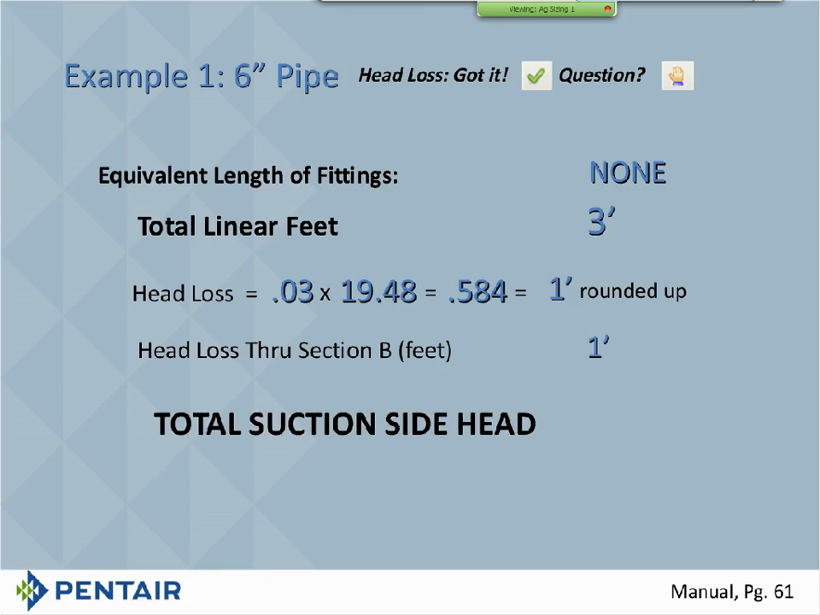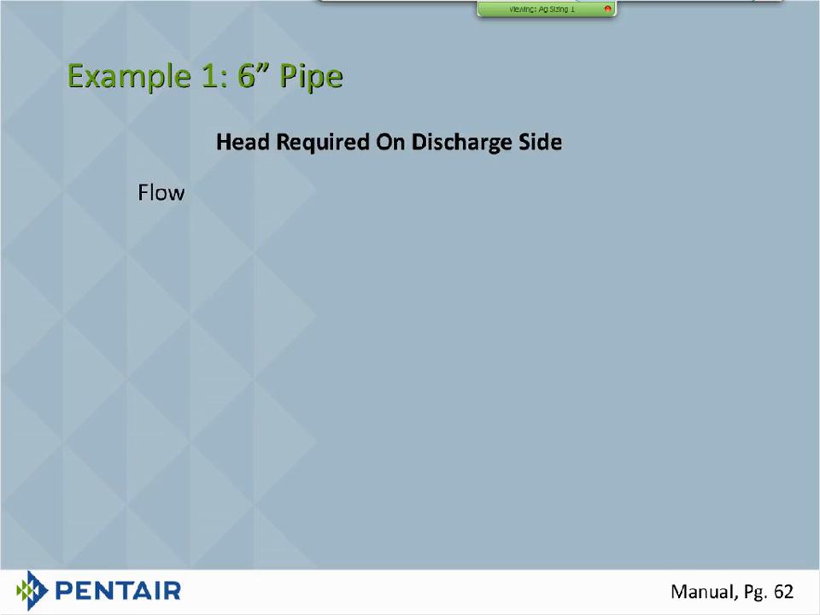We said we're going to look at our total suction side now. And so if we look at our total suction side, section A was 1 foot, section B was 1 foot, and don't forget your vertical lift was a maximum of 7. So our total suction side head is going to equal 9 feet. All right? Don't forget to keep that in place because we're going to use that a little later.